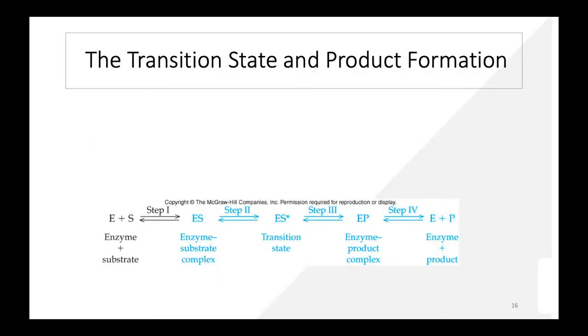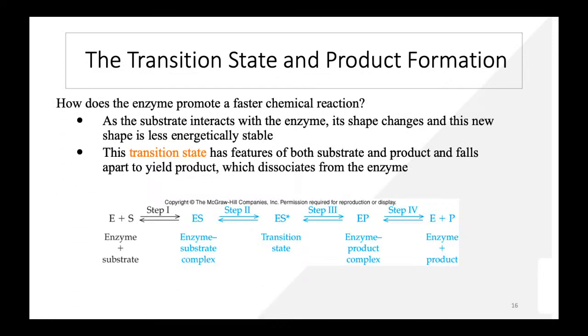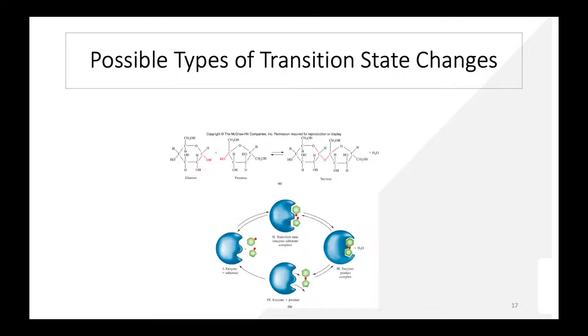So in the transition state and product formation, how does the enzyme promote a faster chemical reaction? As a substrate interacts with the enzyme, its shape changes, and this new shape is less energetically stable. This transition state has features of both substrate and products, and falls to yield product, which dissociates from the enzyme. Like in this example, we have glucose and fructose. The H2O group is removed, water is removed, and they come together to make sucrose. Same way, enzyme substrates have functional groups, so they come together, water is removed, and they join together like this.